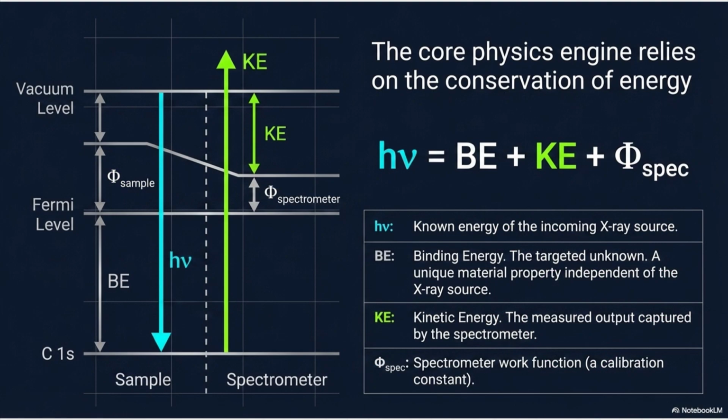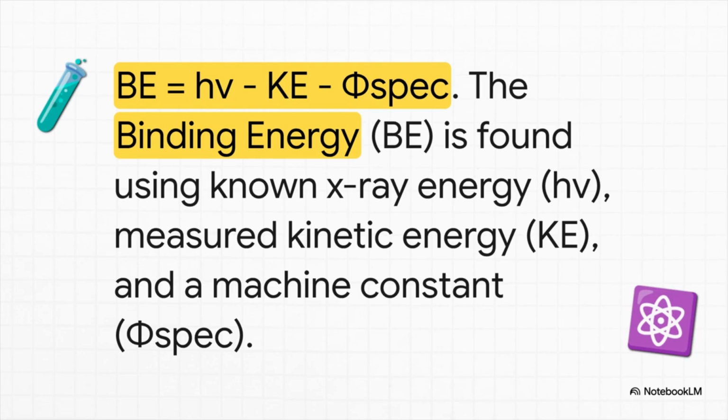And this is the little equation that runs the entire show. Now I know, equations can look intimidating, but this one is actually super simple. The binding energy, that's the key bit of info we really want, is just the energy of the X-ray we fire in, which we know, minus the kinetic energy of the electron that flies out, which we measure. That last little term, the work function, think of it like a tiny energy toll the electron has to pay to escape the machine. And the best part is, we already know what that toll is for our specific machine. So we know one number, we measure another, and the third is a constant.